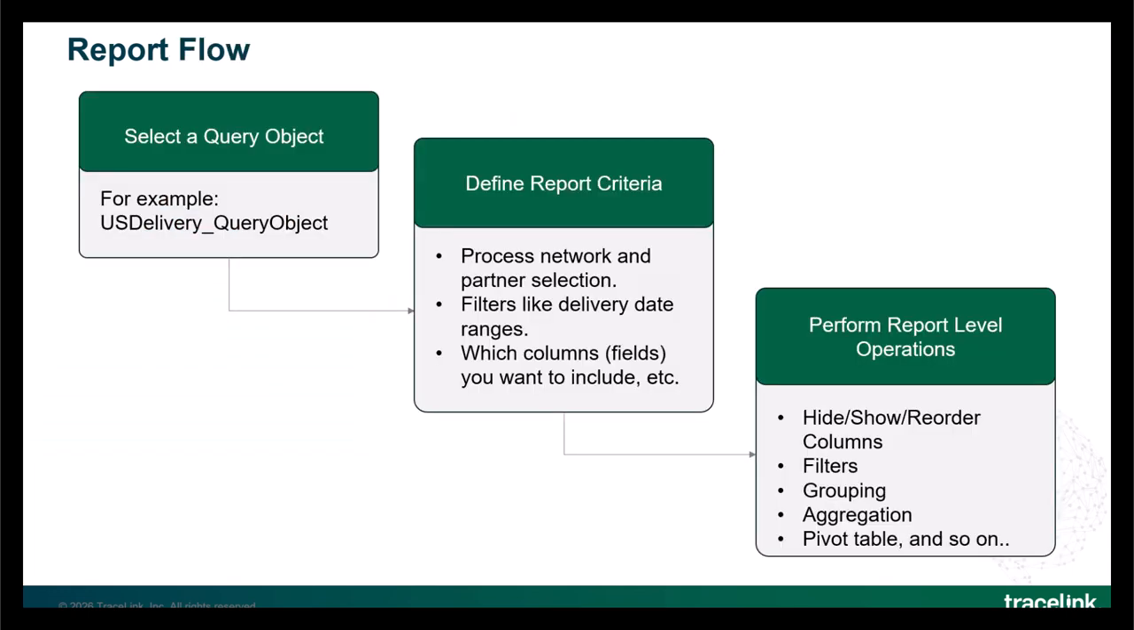You can think of a report as having 3 main parts. You first select the query object, then you define the report criteria such as process network and partner selection, filters like delivery date ranges, which column fields you want to include. Lastly, you interact with the report.